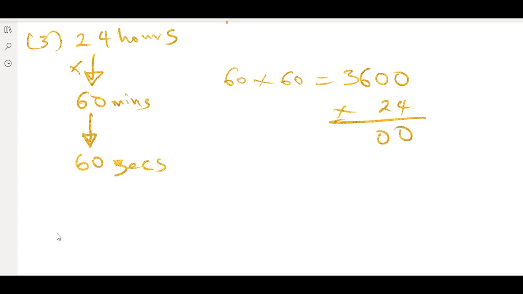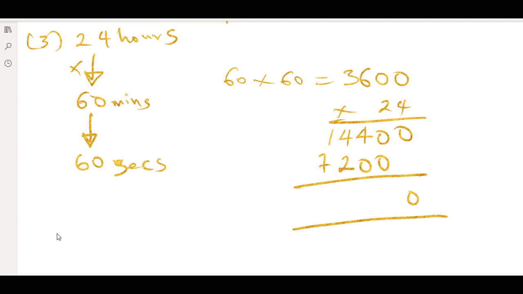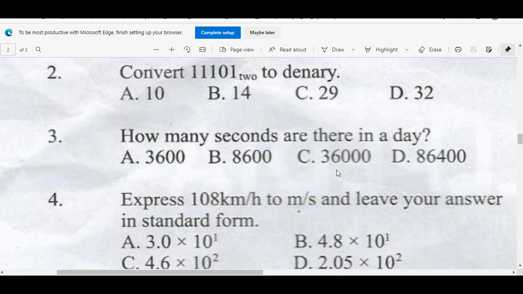Let's go. 4 times 6. Write down 4. 4 times 3, 12. Plus that 2. Talk to me. 2 times 0, 2 times 0, 2 times 6. Please participate. 2 times 3 plus that 1. Everybody, I want to hear your response, please. Which is what? And that's option D. 86,400, option D. Simple question.